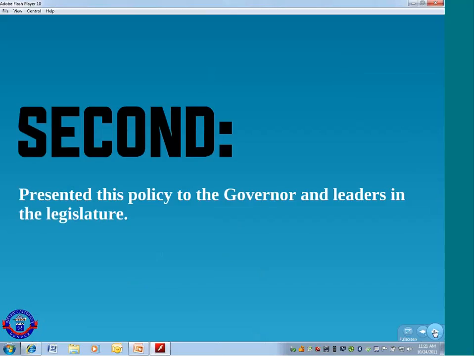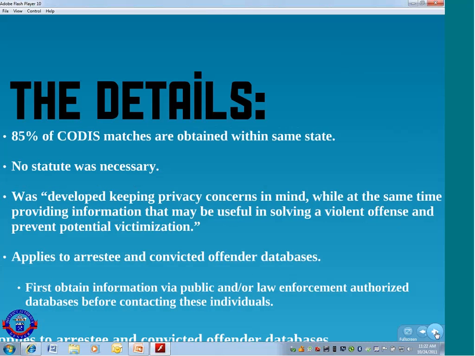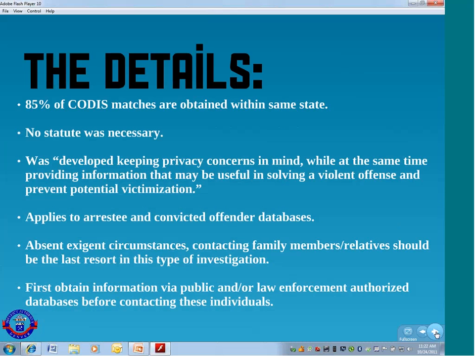We didn't want anybody to not know what it was that we were doing, and so we went to the leaders of our state, and I spoke to the governor personally twice, and then we met with the leaders of the legislature to explain how we were going to be using the Colorado DNA database. These are some of the details both on our policy and how it works.